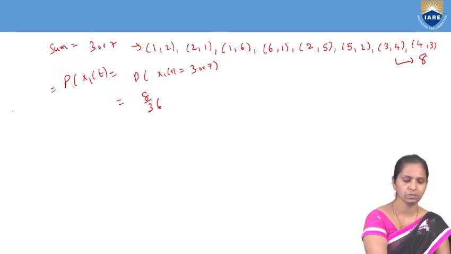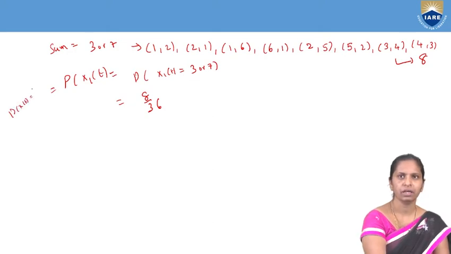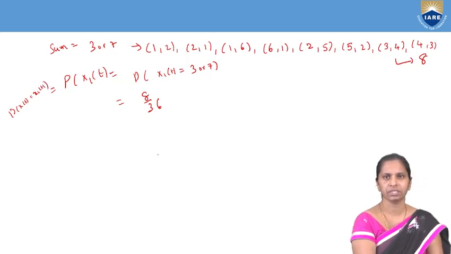This is also called as P of x of t at x1 of t. Like this also can represent.